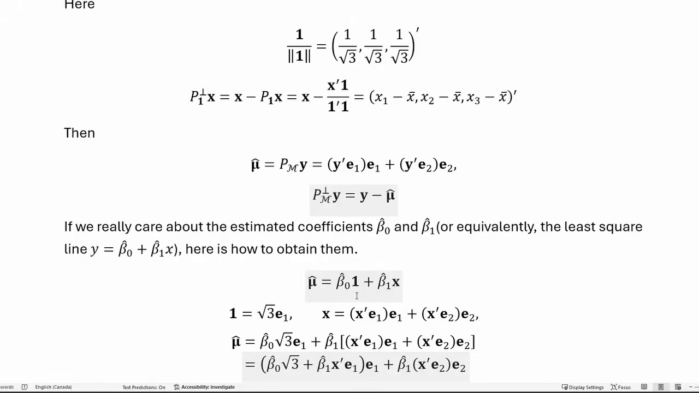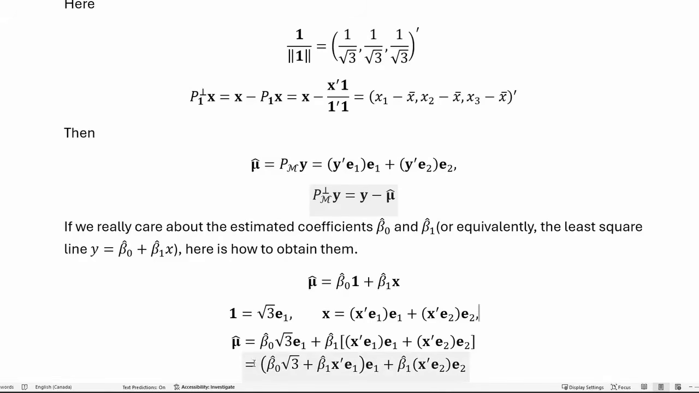We can then expand the vectors 1 and x with respect to the orthonormal basis. So 1 is the square root of 3 times E1. X is once again equal to its orthonormal expansion, x prime E1 times E1 plus x prime E2 times E2. And we substitute these two expansions into the expression for mu hat. So mu hat, after simplifying, becomes beta hat naught square root of 3 plus beta 1 hat x prime E1 quantity times E1 plus beta 1 hat x prime E2 quantity times E2.